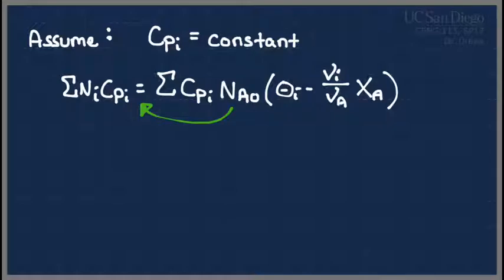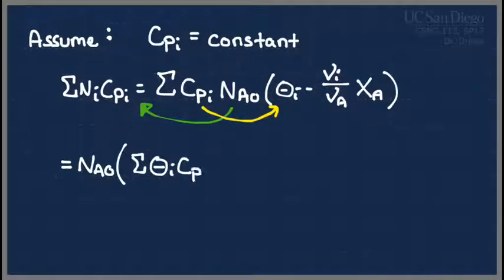and pull it out to the front, out in front of the sum. It's the same n sub A0 everywhere, so that's that. And then we're going to take the C sub pi and distribute it to each term. So the C sub pi times the theta, that's not going to look particularly different. If we rewrite that, we have n sub A0 out front times the sum of theta I times C sub pi. All right, so that's distributing the first one.